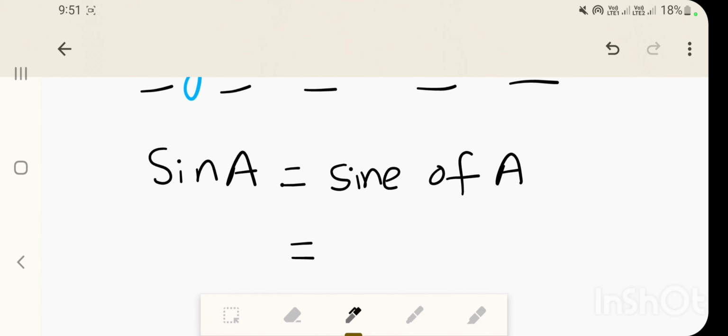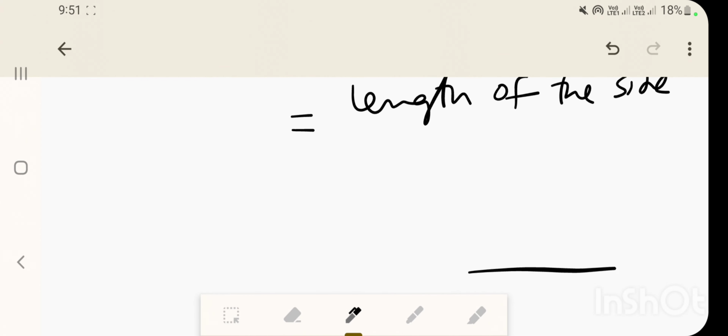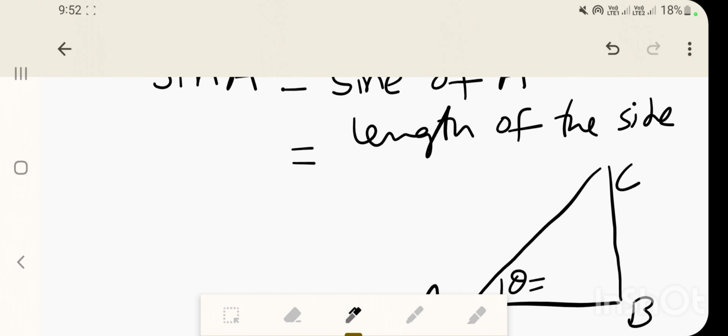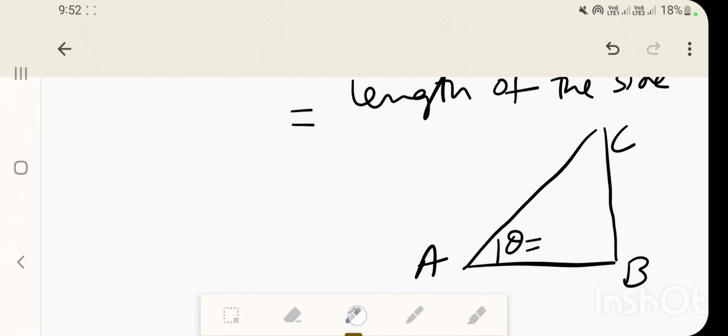By definition, it is nothing but the length of the side opposite to the angle A. For example, here I will draw the triangle like this. If you take this as angle theta, or angle A, we are given that theta can be 60 degrees, 30 degrees, 45 degrees, whatever it is. The side opposite to the angle A, that is, opposite means this BC.